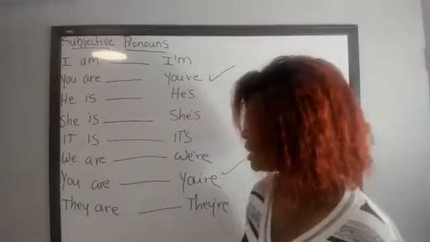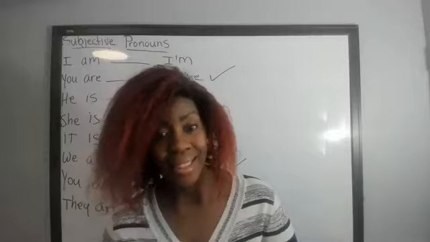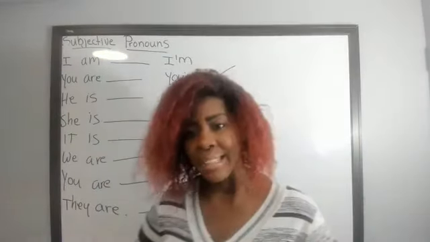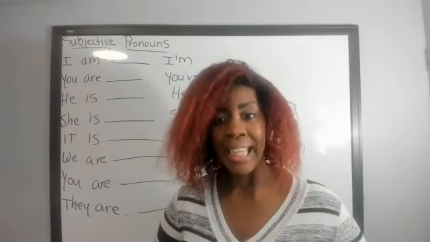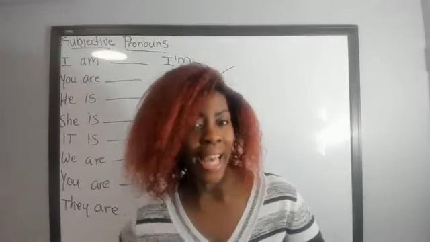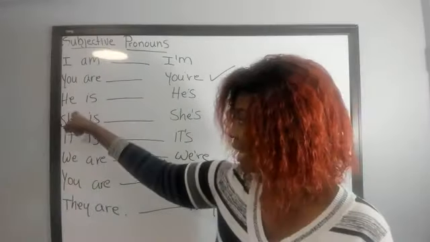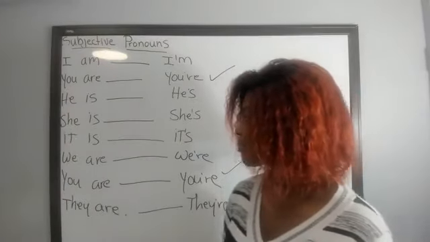All right. If I'm talking about an animal, if I have a cat and I'm talking about my cat, I will say it is nice, it runs fast, it is big, it eats a lot. Why do I add an S? Because third person singular, so therefore he, she, and it, add an S with the verb.